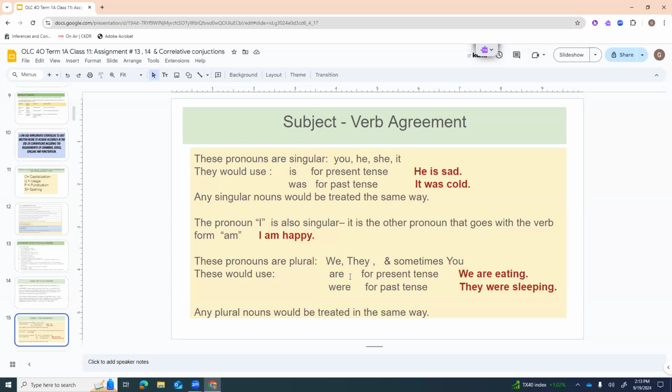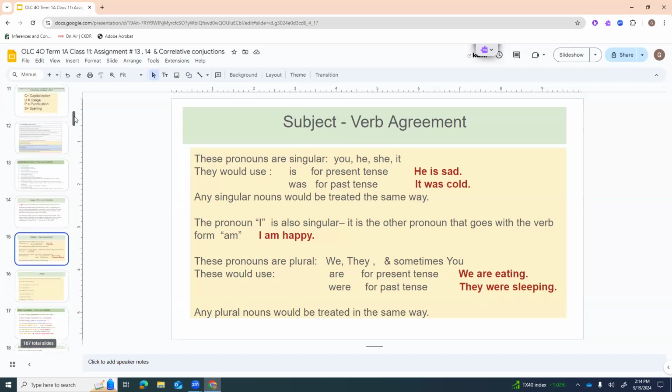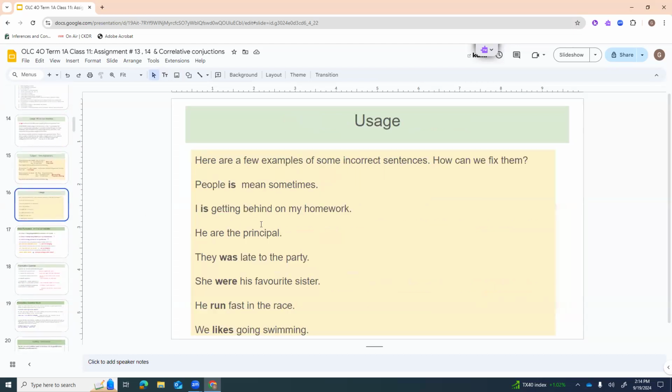And for present tense, we would use are, like we are eating. And for past tense, we would use were. They were sleeping. And any plural nouns would be treated the same way, like the girls were sleeping. The class was eating. Class, that sounds like one. The football players were eating, okay, that kind of thing. So this is one of those ones where you got to be kind of careful, okay? We will come back and talk about that some more another day though, but here we go.